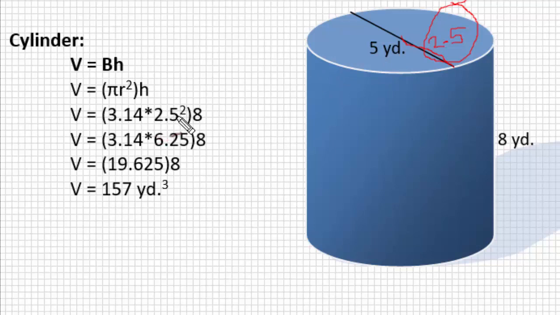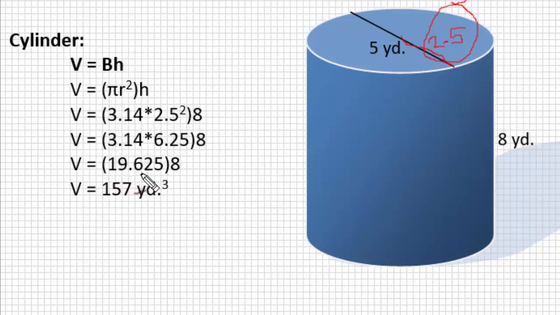So 2.5 squared equals 6 and 25 hundredths. 6 and 25 hundredths times 3.14, which is the value we've been using for pi, would give us an area for this circle of the base to be 19 and 625 thousandths. Some of you may have rounded that answer to 19.6 or 19.63. I decided to keep my answer here in its complete form.